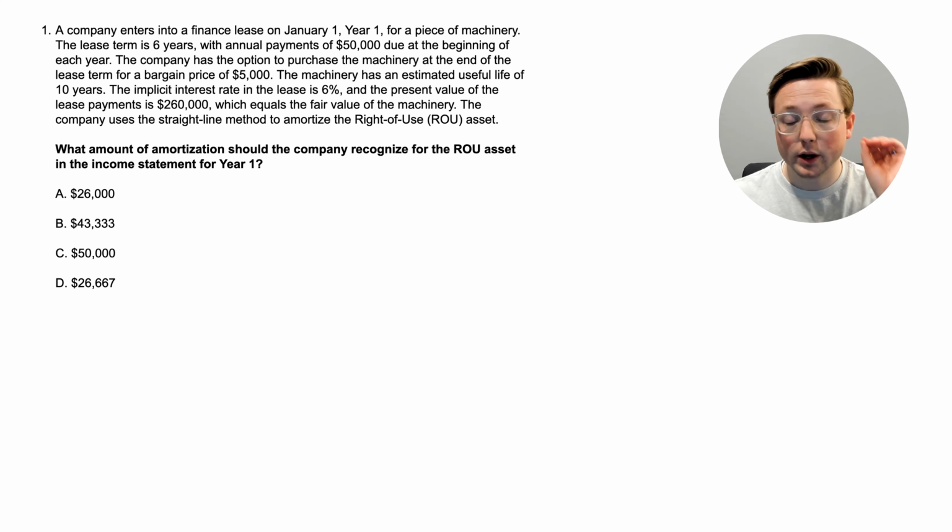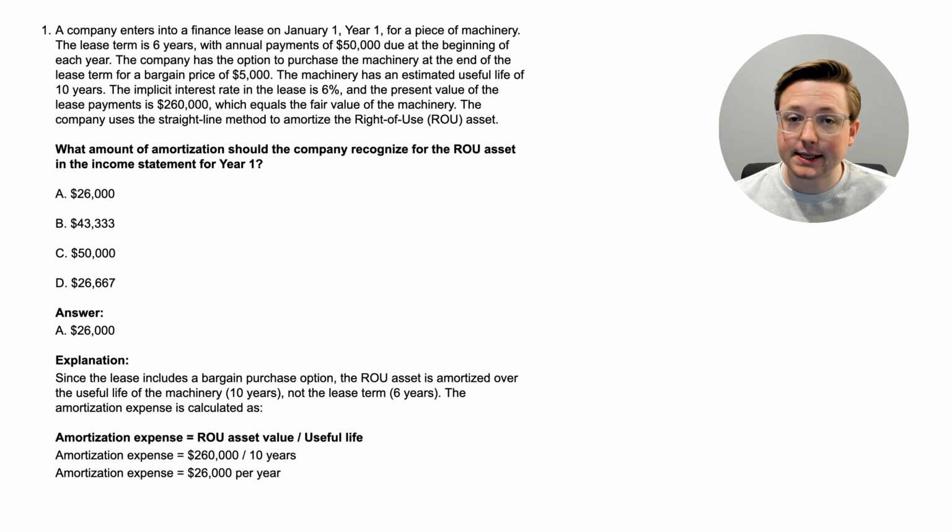But again, we are figuring out the amortization for this right of use asset. So if you don't know how to do it, that's okay. If you do, if you want to take a guess, go ahead and pause the video. And when you're ready to come back, we will look at the answer together. All right, here we are. The answer is A, $26,000. It's a pretty simple calculation, so let's walk through it.